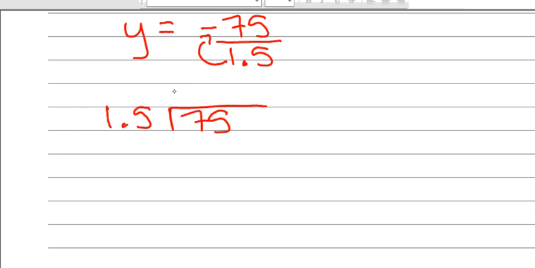I know my answer is going to be negative because a negative divided by a positive is a negative. So I know right now my final answer is going to be negative. So I'm just going to put that in. So on the 75, the decimal point always starts after the whole number.